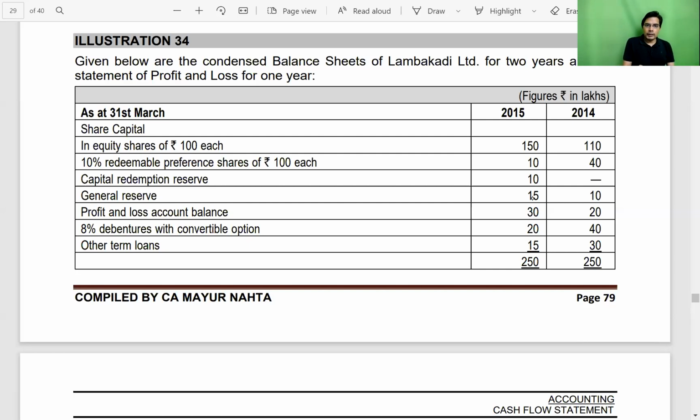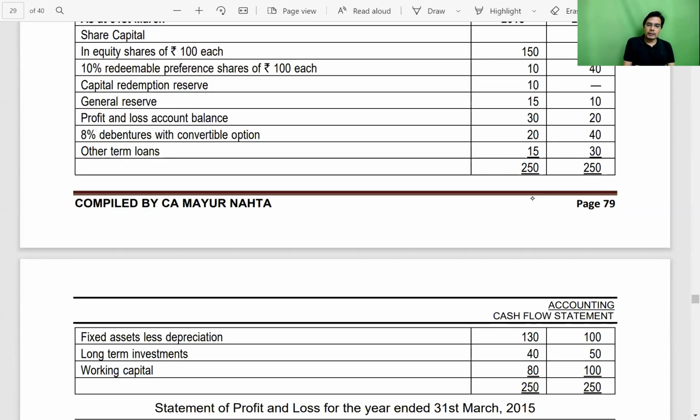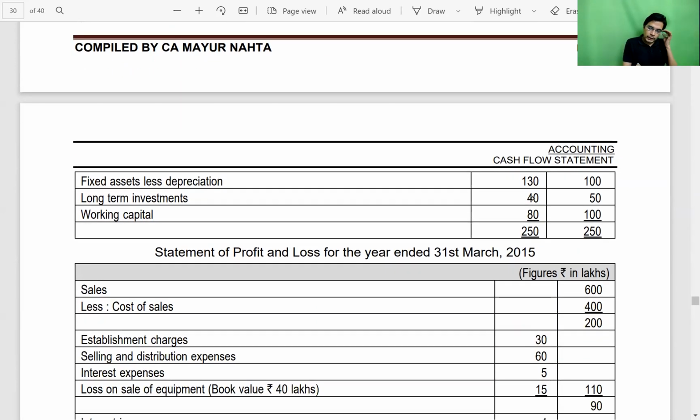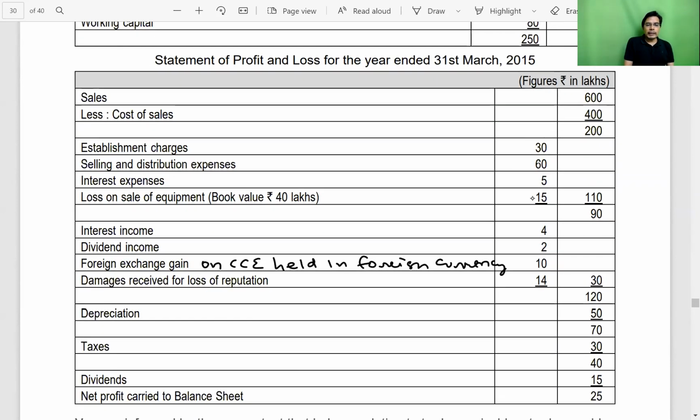Share capital they have given. They have first given us the balances at year end, and then they have given us the opening balances. Second column represents the opening balance. Preferential capital, CRR, general reserve, P&L account, debenture with convertible option, other term loans, fixed assets less depreciation, long-term investments, working capital. Sales minus cost of sales.